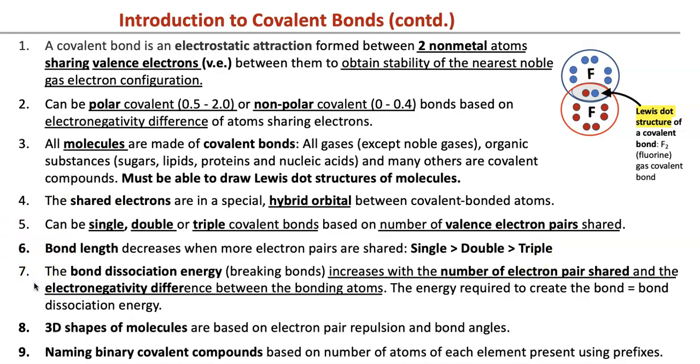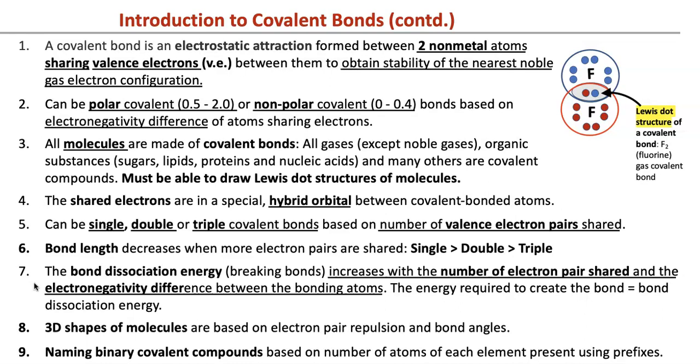Bond dissociation energy, like breaking up energy. So when you break up next time, you can say you dissociated with that person. The dissociation energy increases with the number of electron pairs shared. It makes sense. If you have a triple bond, it's 3 times more difficult to break, right? And also, it's much easier to break a single bond. The energy required to create a bond is equal to the dissociation energy because it's the same energy that goes into both. And also, if you have a large electronegativity difference, the dissociation energy is high.